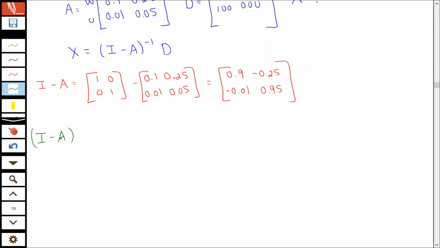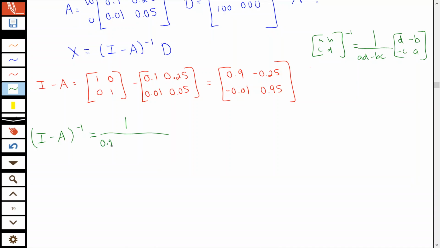From there, I want to find the inverse, right? I minus A inverse. Because this is a 2 by 2 matrix, we can use our 2 by 2 shortcut, right? That 2 by 2 shortcut tells us that we're going to go 1 over, right? If I have the matrix A, B, C, D to the negative 1, that the inverse is A, D minus B, C times I switch D and A and I put a negative on B and C. So we're going to do that here. 1 over A times D is 0.9 times 0.95 minus B times C, so negative 0.25 times negative 0.01. And then we switch our A and our D, so 0.95 comes up, 0.9 goes down, and we're going to multiply our B and our C by a negative, meaning that they're now positive.